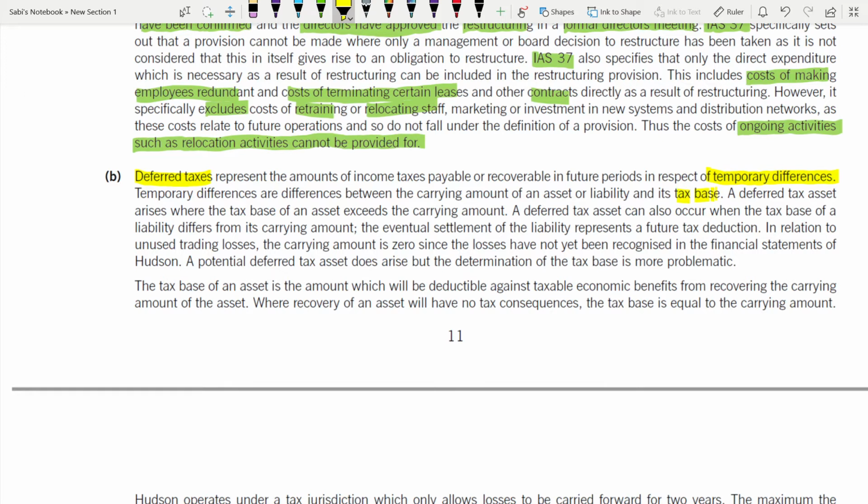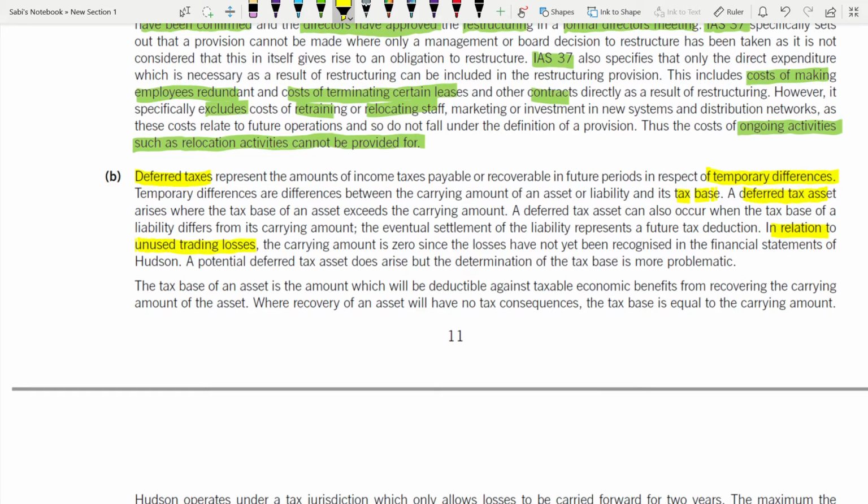A deferred tax asset. So what is a deferred tax asset? Define deferred tax asset. A deferred tax asset arises where the tax base of an asset exceeds the carrying amount. A deferred tax asset can also occur when the tax base of a liability differs from its carrying amount. The eventual settlement of the liability represents a future tax deduction. In relation to unused trading losses, now you are relating it to the case study.